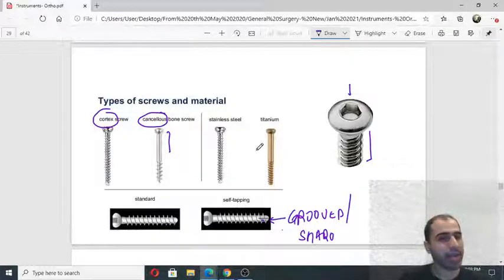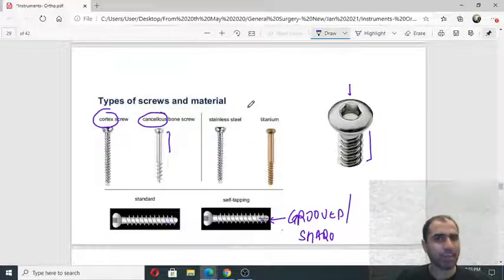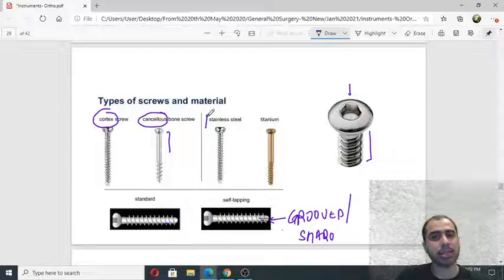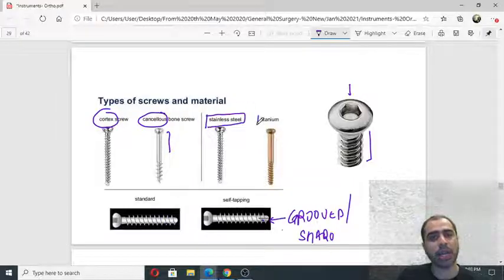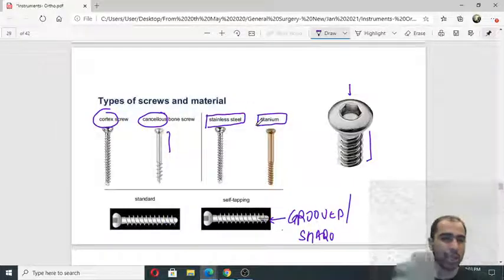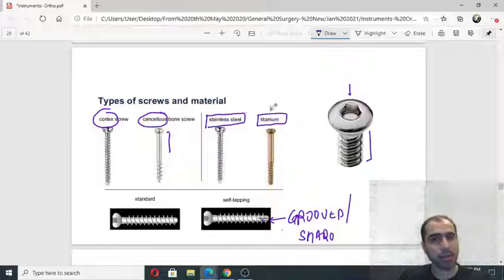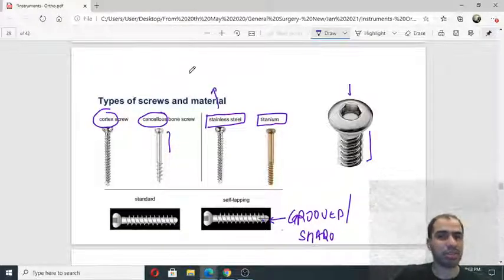The material of most orthopedic devices, most, not just the screw, even nails for that matter, is either stainless steel or titanium. And the third is cobalt based. For us, stainless steel and titanium. Our general surgery instruments are also stainless steel. All those hemostats, needle holders, they are all stainless steel.